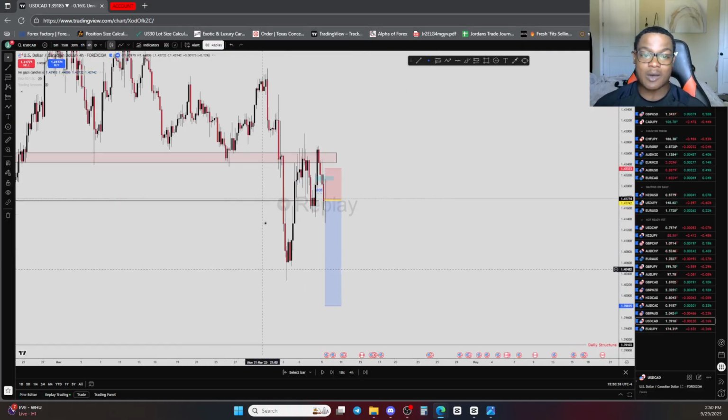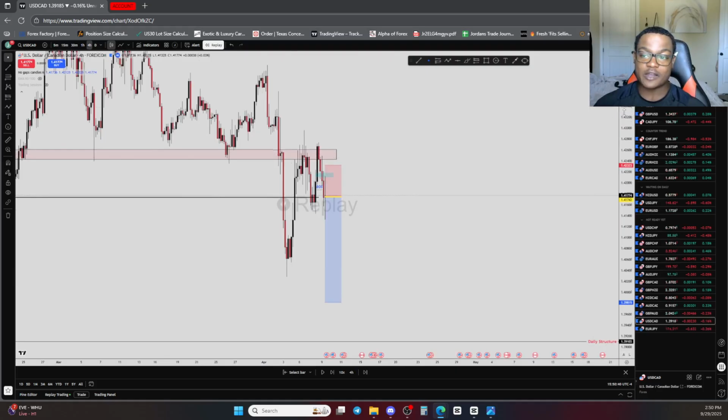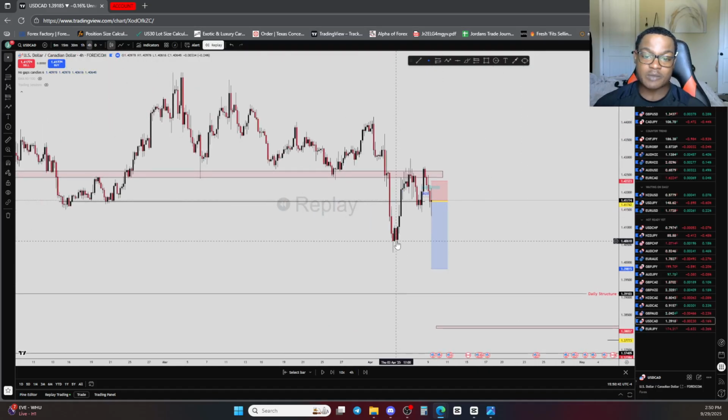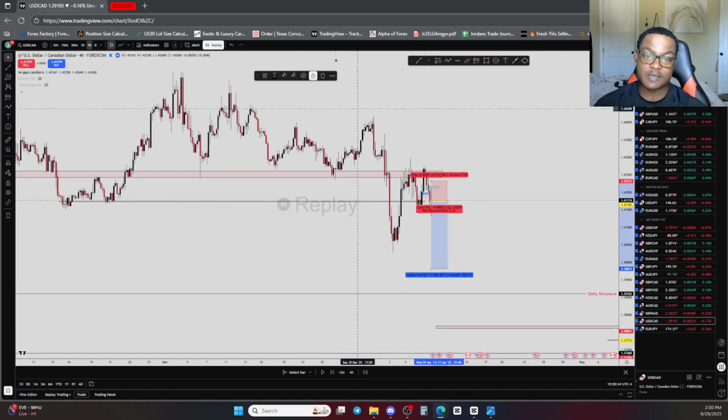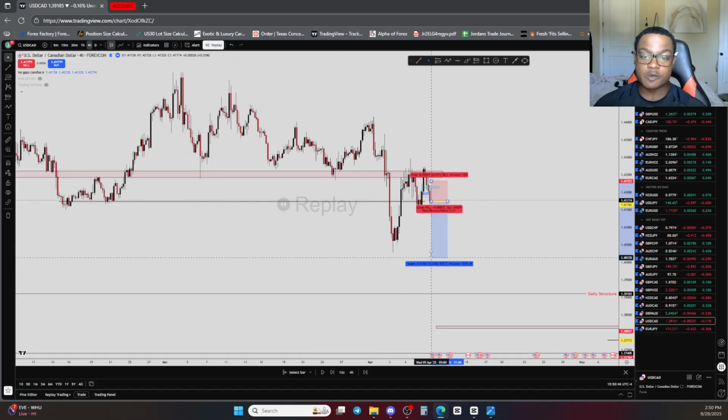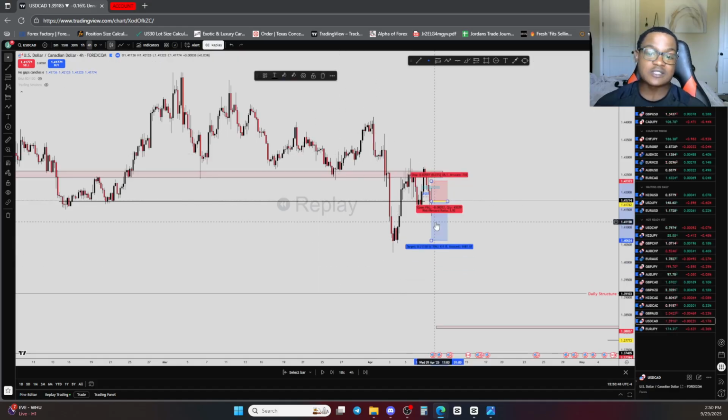Like you all know, I'm using my 4-hour zone for my area of interest, and now I'm using my 4-hour structure lows for my take profit. I always look for a minimum of a 1 to 2. If price is not giving me a minimum of a 1 to 2 at my first take profit level, I make sure it at least gives me a 1 to 1.